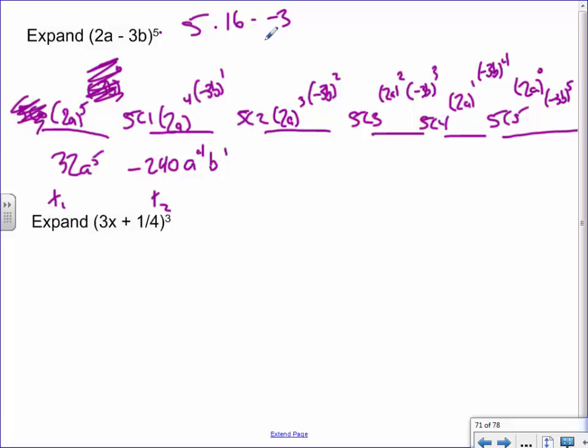Let me try some more examples here. Someone tell me what 5 choose 2 is. Okay, so that gives us a 10. 2 to the power of 3 gives us an 8. And then minus 3 squared gives us positive 9. 10 times 8 times 9 is 720. And then for the last part, you need 3 A's and 2 B's.